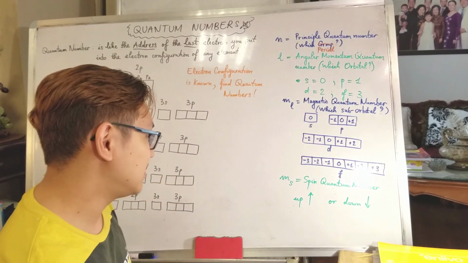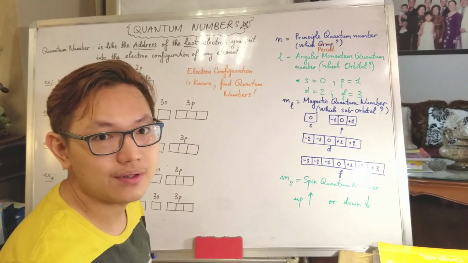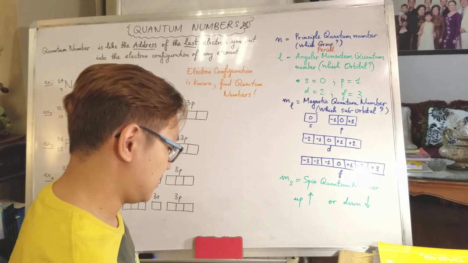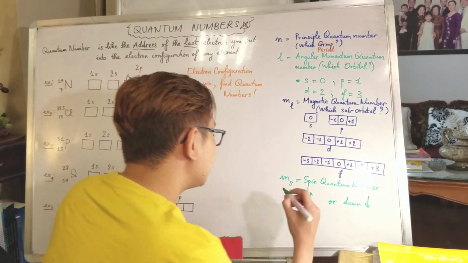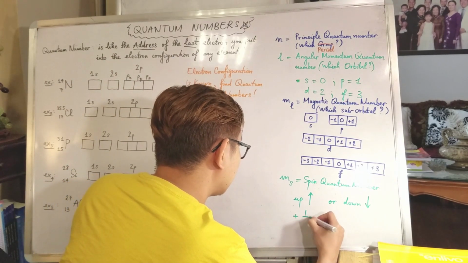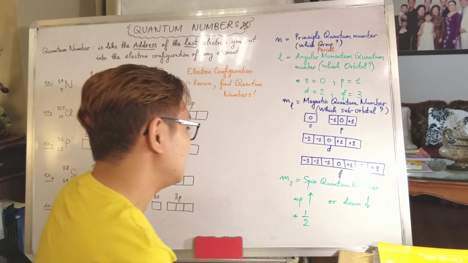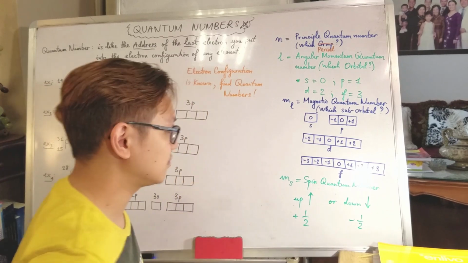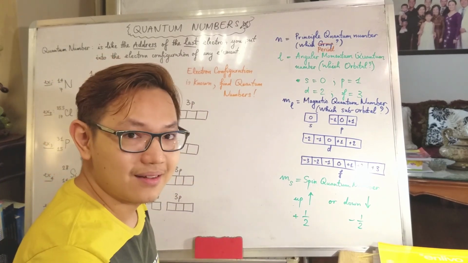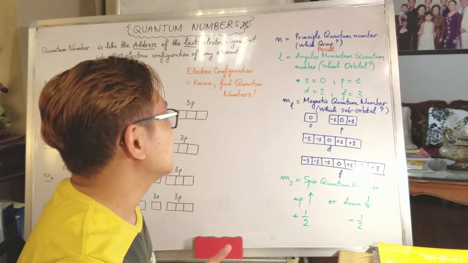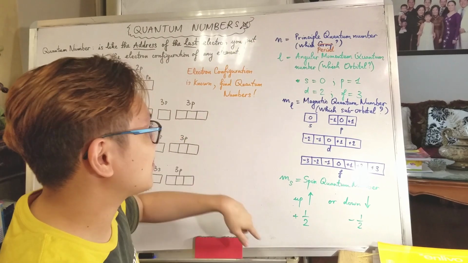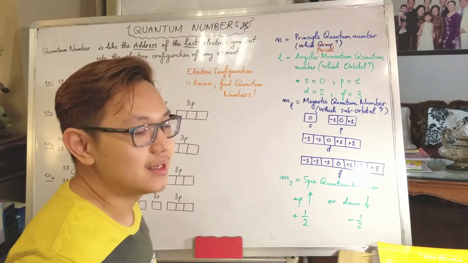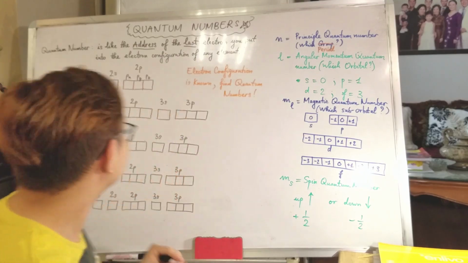And the last quantum number is the spin quantum number. It tells you if the electron is going up or down. If the spin is up, you put plus half. If the spin is down, you put minus half. Alright, to recap a bit, just go back to the part where I explained this. Now, let's do some examples.